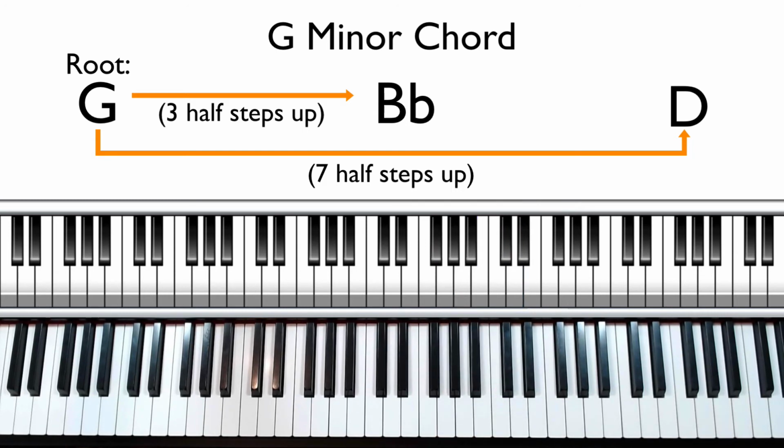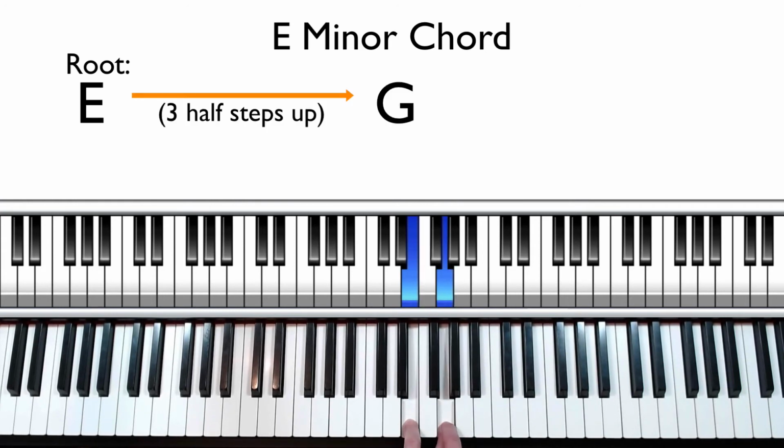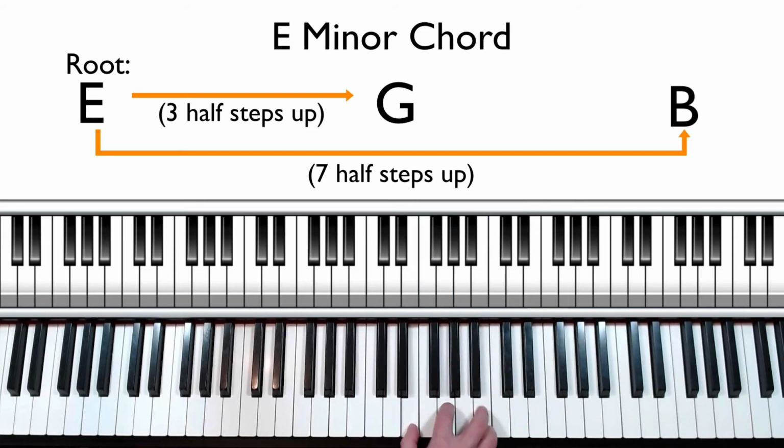Let's make another one. Let's make an E minor chord. So start with E, count up 3 half steps. 1, 2, 3, and then count up to 7. 4, 5, 6, 7. Here's our E minor chord.